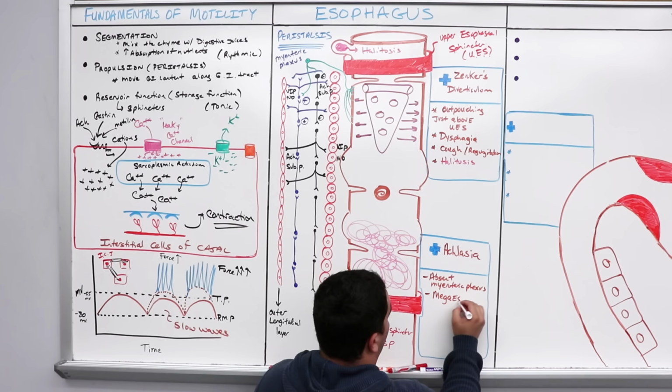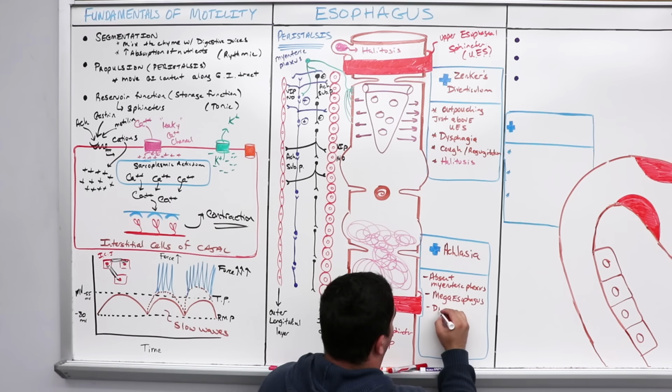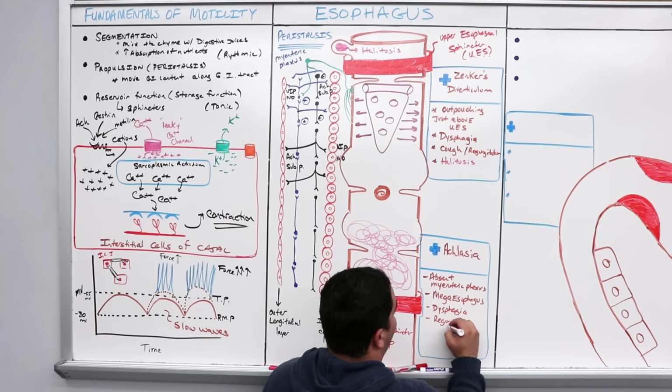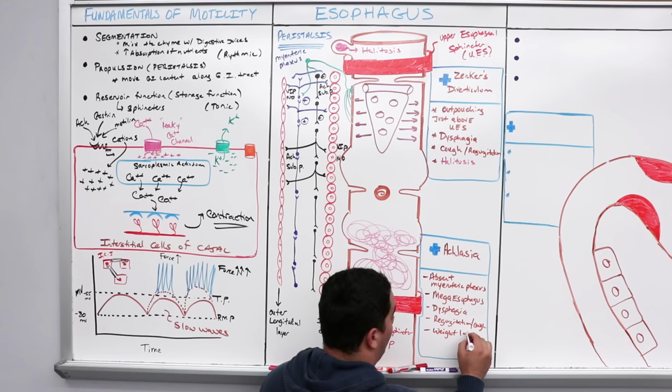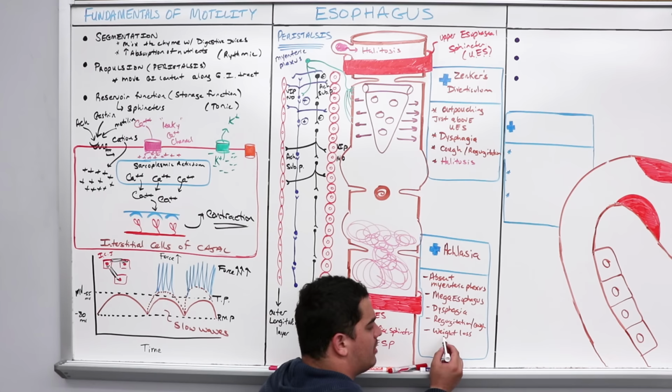Usually these people will present with dysphagia, trouble or difficulty swallowing. They'll also have some regurgitation, and a lot of coughing. Another thing is you'll start to see that this patient is going to have a really hard time holding down food because they're going to have weight loss, maybe some malnourishment. So these are all symptoms that can actually happen here.